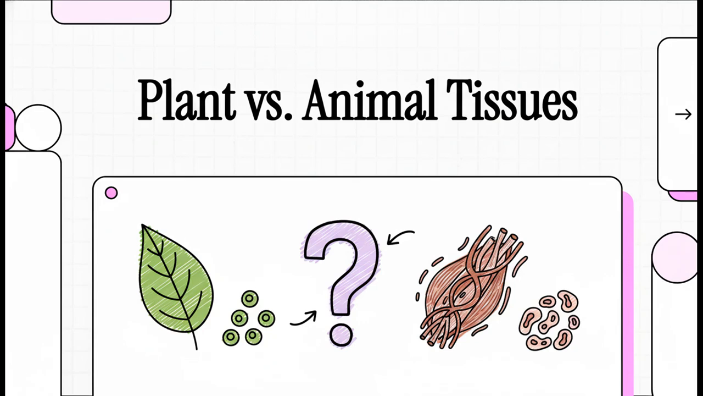Hello, students. Have you ever wondered how a huge banyan tree and, let's say, a running deer are built? I mean, they're both living organisms, both are multicellular, but are they made of the same kind of stuff inside? Well, today we are going to explore exactly that, the big differences between plant and animal tissues.